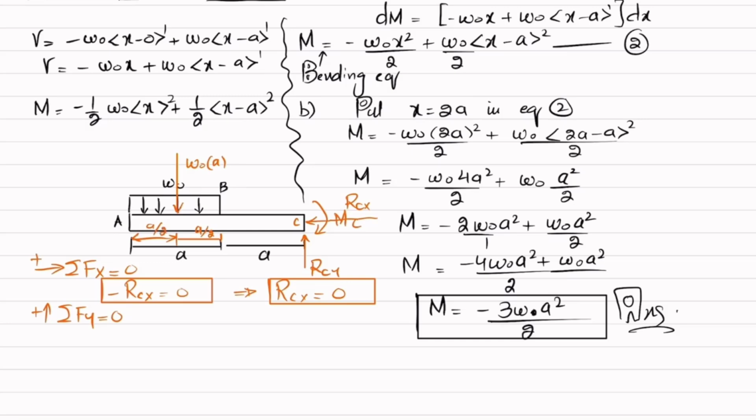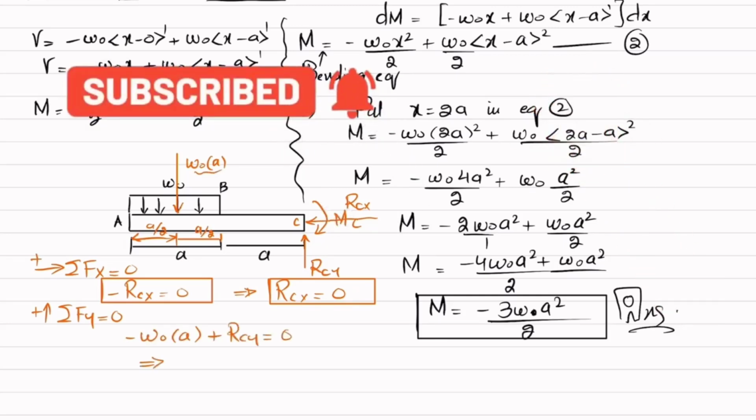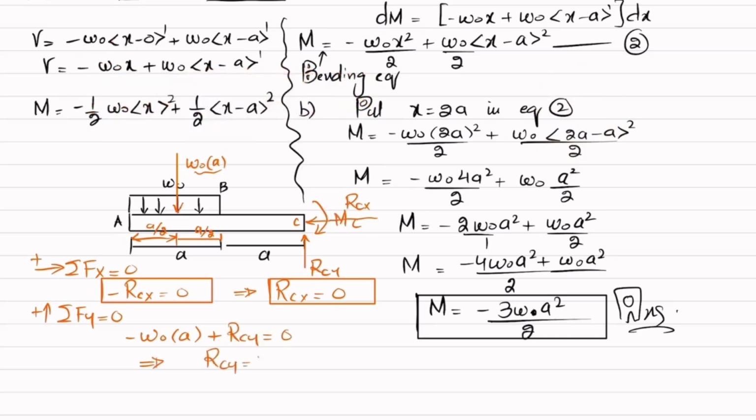Now we will apply this equation. So we have one force, minus w naught into a, which is acting downward, and the other force is plus RCY, so that is equal to 0. So from here we will get RCY equal to w naught into a. And the last thing is that you will apply the equation of equilibrium, that the sum of all moments about point C is equal to 0, taking the counterclockwise moment as positive.